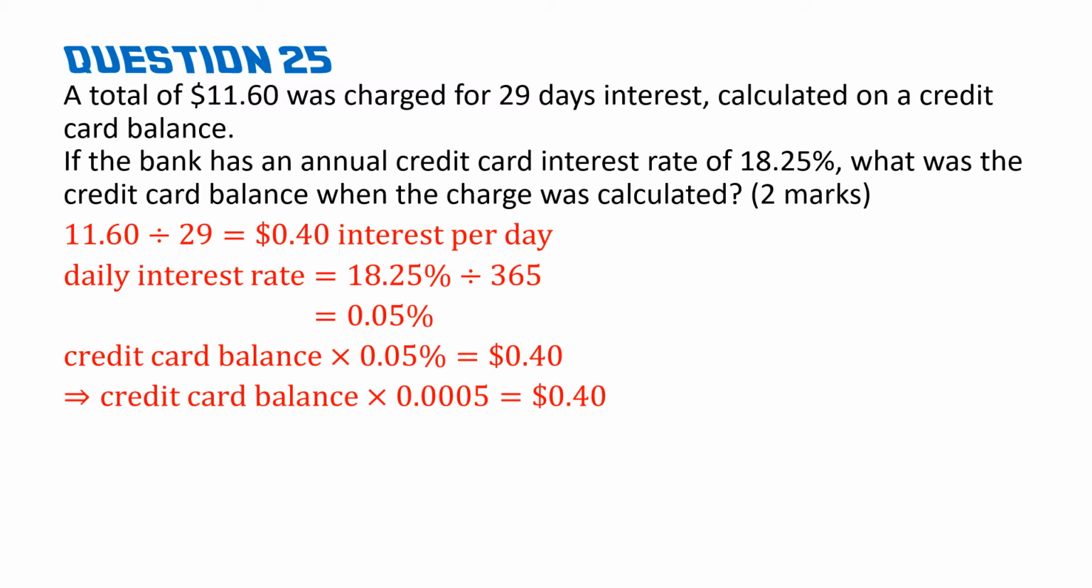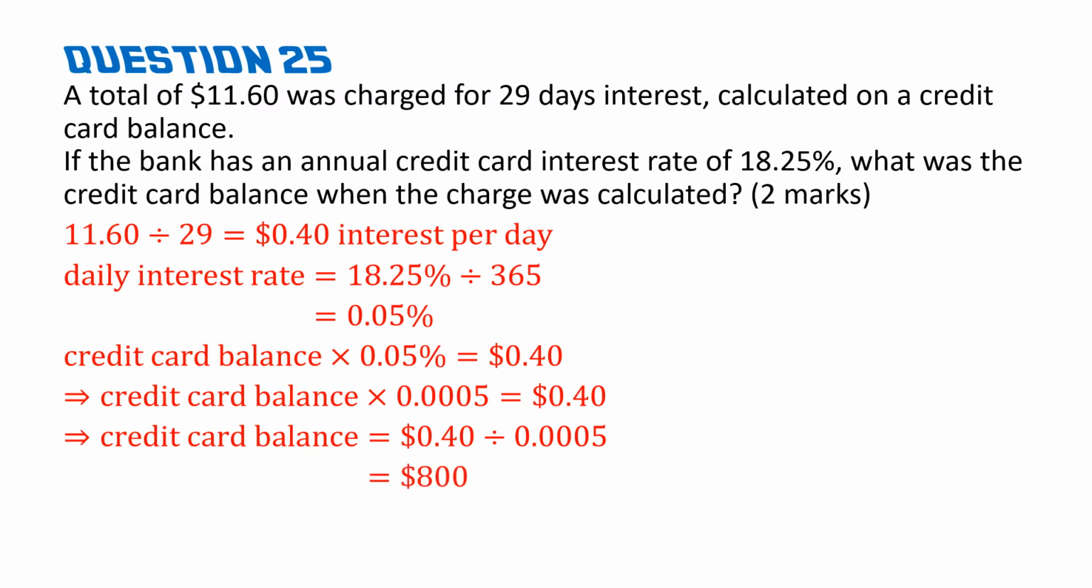So now I'm going to divide both sides by that 0.0005. When I do that, on the left, I'm just going to be left with the credit card balance. But on the right, when I do this, I'm now going to be left with what was our balance. So 0.40 divided by 0.0005 gives us an original credit card balance of $800.